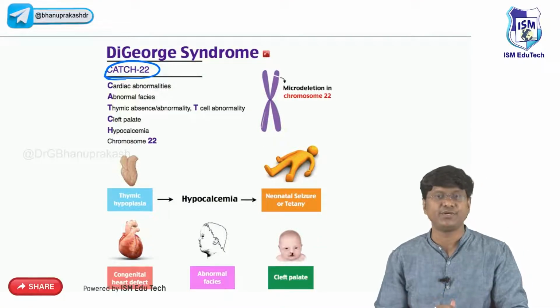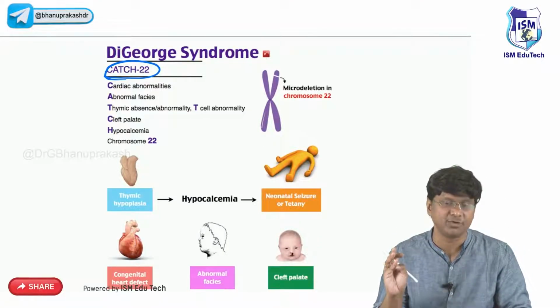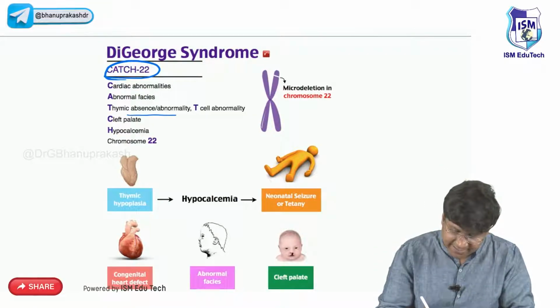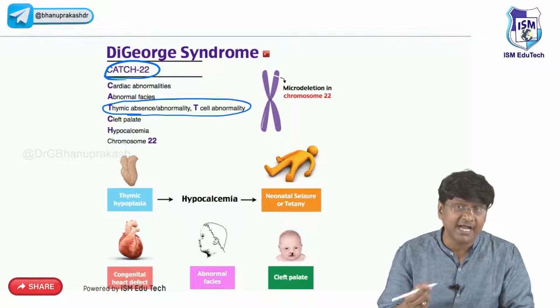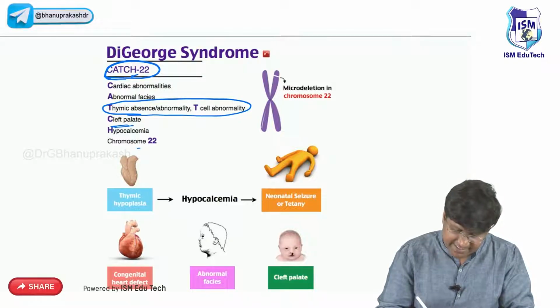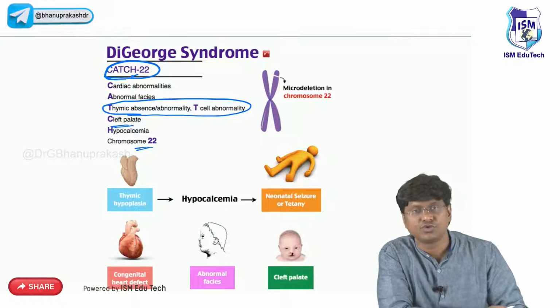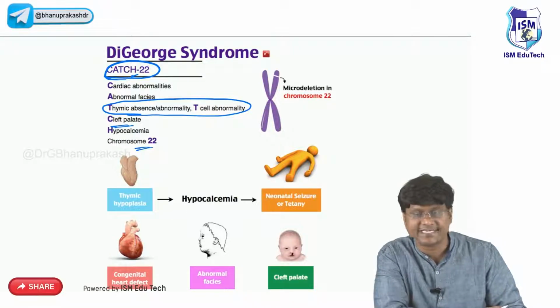What does this CATCH-22 stand for? C stands for cardiac abnormalities. A stands for abnormal facies. T stands for the thymic absence, that is thymic hypoplasia. C stands for cleft palate. H is hypocalcemia, and the abnormality is on chromosome 22. That is your DiGeorge syndrome.